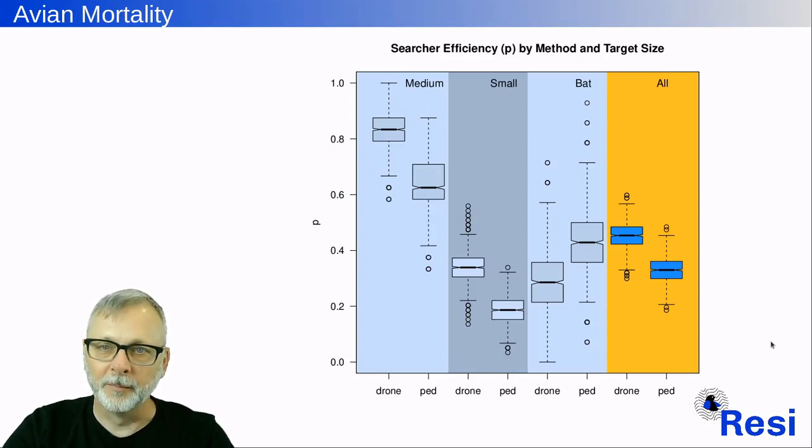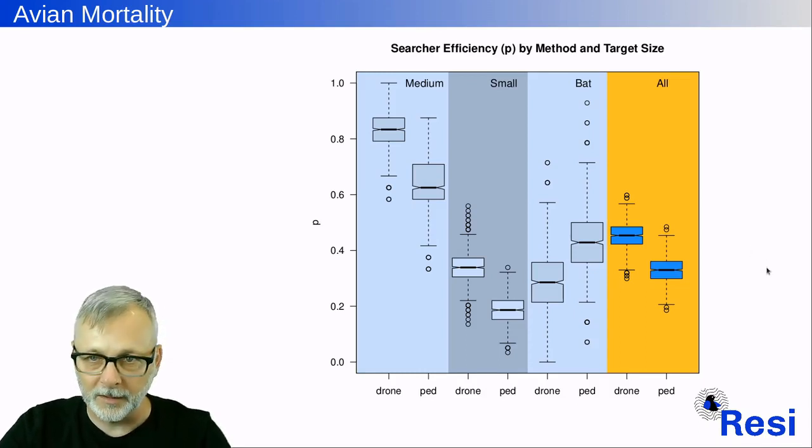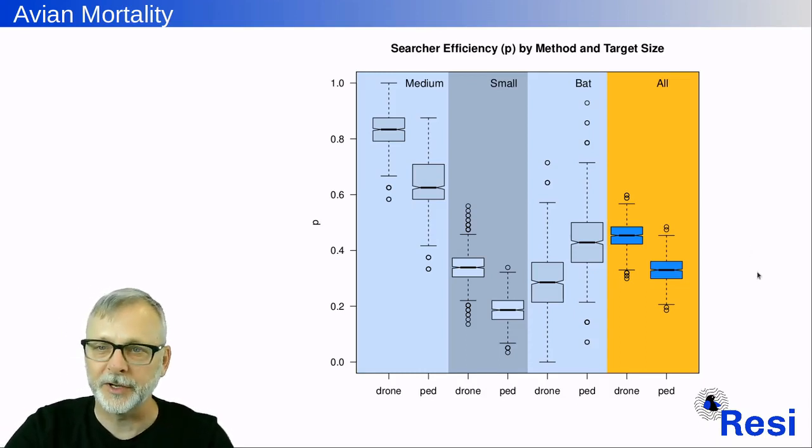So for the medium birds, the box plot on the left is the drone searcher efficiency. On the right is the pedestrian searcher efficiency. So you can see the drone searcher efficiency is over 80%, pretty robust and significantly larger than the pedestrian survey, which is more in the sort of low 60% range. For small birds, similar. The overall efficiency of both methods is lower, as you would expect. But the drone method again has a higher searcher efficiency than the pedestrian.